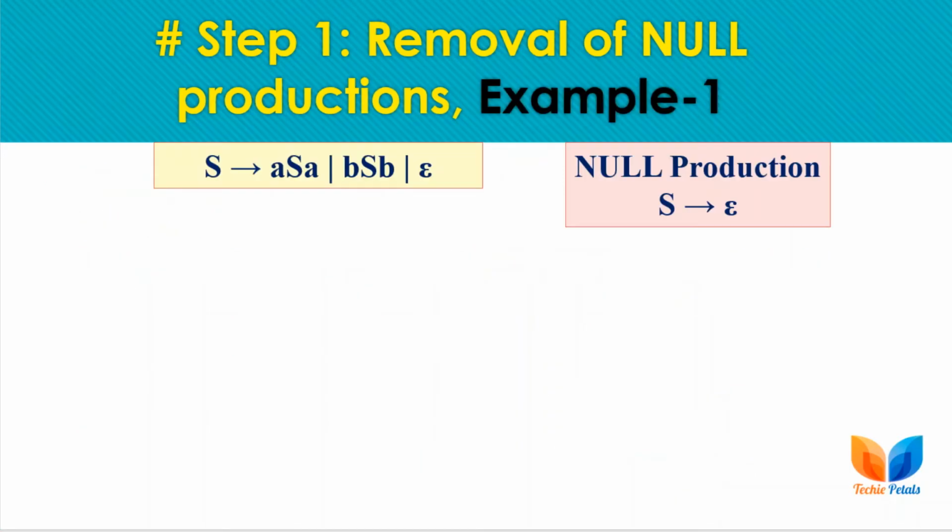So here is the first example where we have this production rule as A, S, A, B, S, B and null. So here the null production rule is this, S is deriving null. For removal we have to follow the same process, just write the remaining production rules as they are, as these production rules have no problem, but remove this production rule from the grammar. So here is the resulting grammar without null production rule.